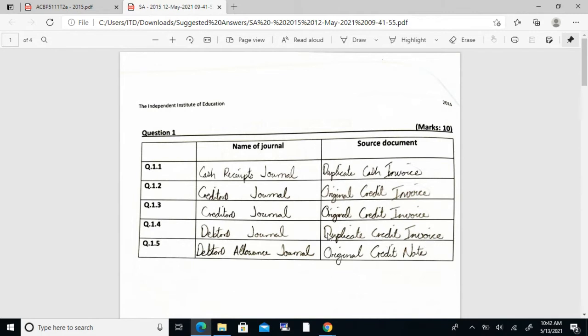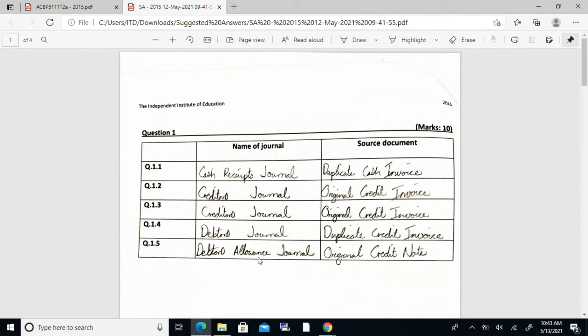Then you're going to have a duplicate credit invoice. Still the same. Sorry, actually, it should be a journal voucher. We know that every time that we enter something into the general journal, it's through a journal voucher. Right. Then finally, last one, we have rebates with regard to transactions previously entered in the debtors journal.